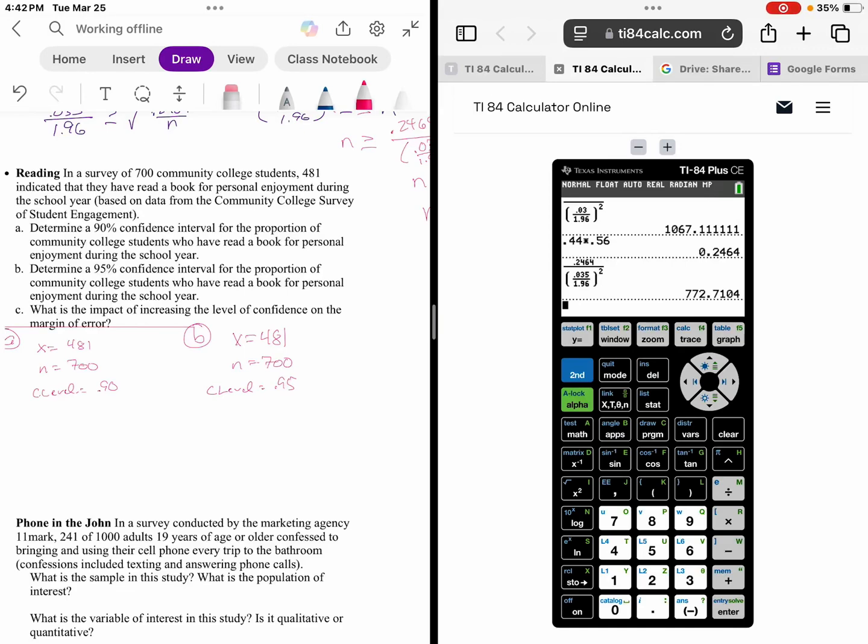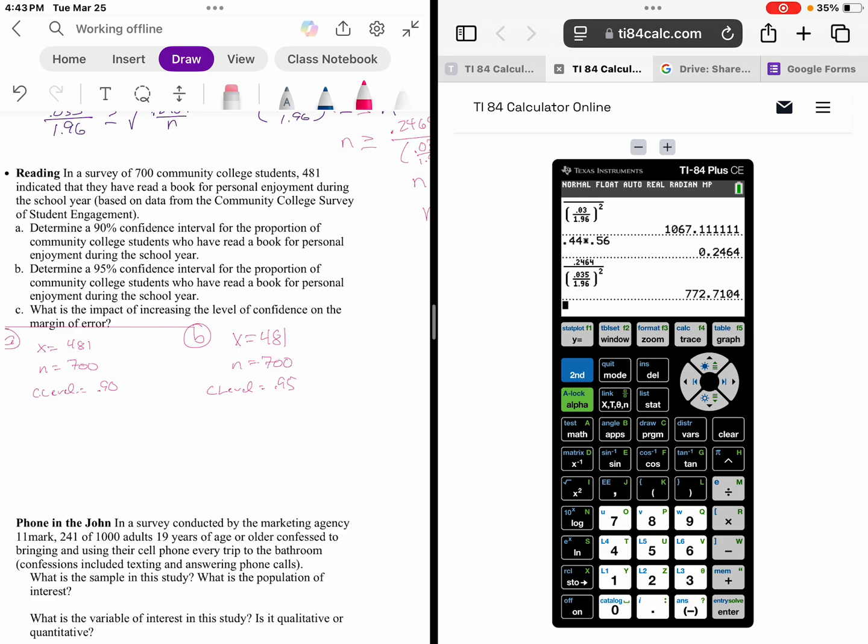Next one here, this survey with reading, they asked us to do two things. They want us to compare what impact increasing the level of confidence, going from a 90% confidence interval to a 95% confidence interval, has on the margin of error. Does it make it bigger? Does it make it smaller? So I went ahead and preloaded some of that information in here.